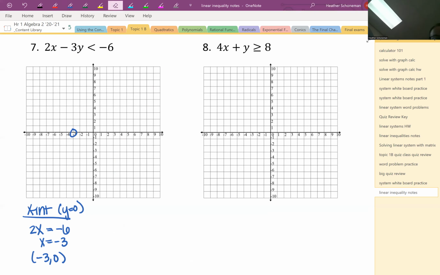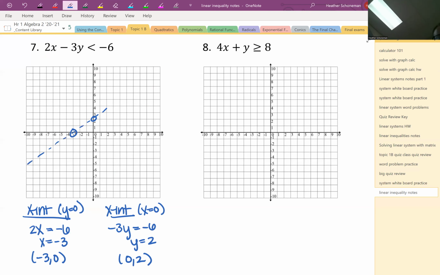Now I need to find the y-intercept. The y-intercept is when x equals 0. So if I plug in 0 for x, this part's going to go away. And now I get -3y equals -6. So y equals 2. So my y-intercept is 0, 2. Now, like I said, you should be able to do this in your head. This is not hard math. I just want you to see where I'm getting the numbers. So 0, 2 is right here. We're going to connect it with the dashed line.